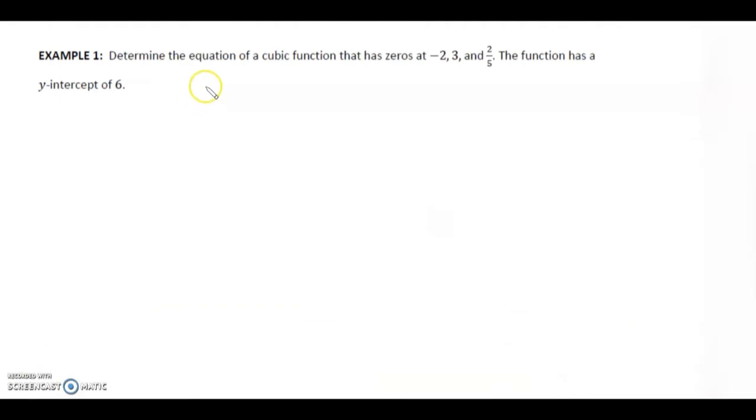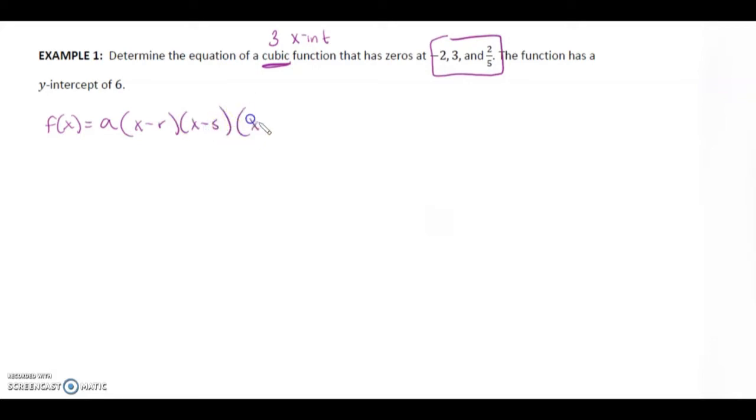So example 1, determine the equation of a cubic function. So cubic, you're already thinking there's 3 x-intercepts, or at maximum 3 x-intercepts. Okay, and it has these zeros. And then the function has a y-intercept of 6. So to start, we can do f(x) = a(x - r)(x - s)(x - t). Now, these 3 numbers are the actual roots. I'm going to sub these straight in for r and s, and the t I'm going to do at the side of the page. I'm going to explain that one.